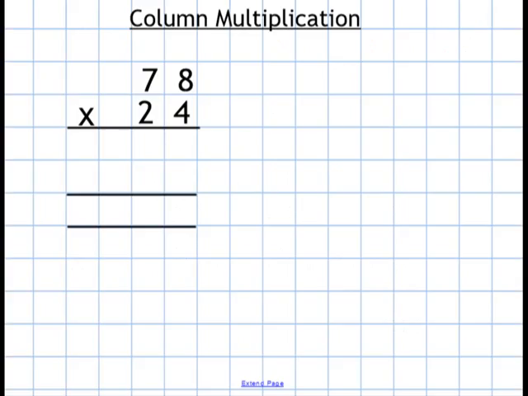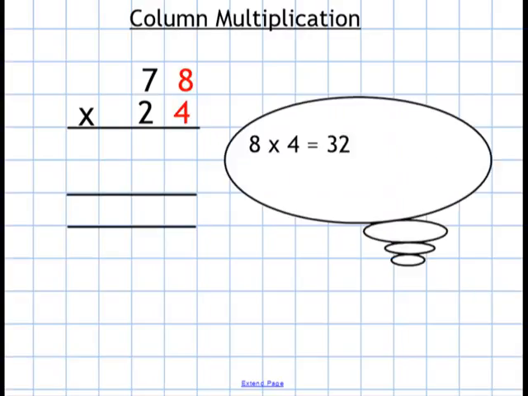Next, we can have a look at column multiplication, and more parents are familiar with this method. Okay, so first of all, I'm going to do 8 times 4. 8 fours are 32. So I put my 2 in my units column, and I carry my 3, which is 3 tens, over to the tens column.